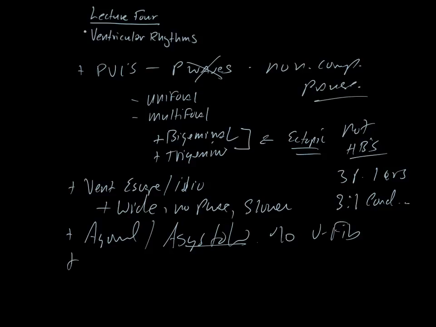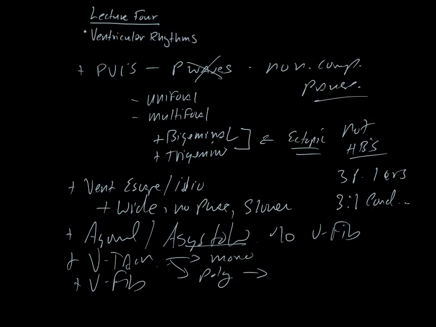Good, and that also takes us to V-tac and V-fib. You guys should know what V-tac and V-fib look like, right? V-tac, more than 3 PVCs in a row. We have 2 flavors of V-tac. What are they? Monomorphic and polymorphic. What's a common type of polymorphic? Torsades de pointes, TDP, good. It is associated with what kind of problem? QT elongation, an elevated QT interval.